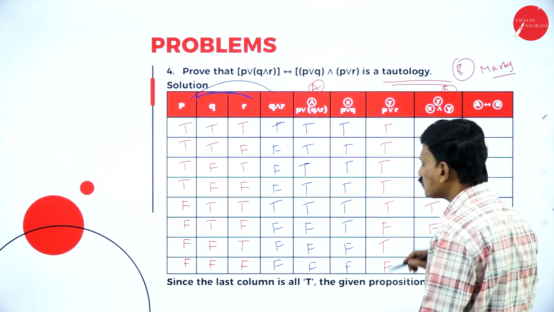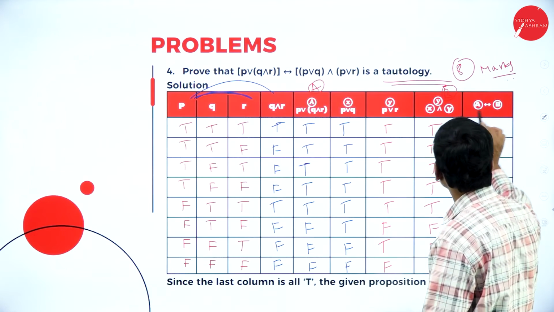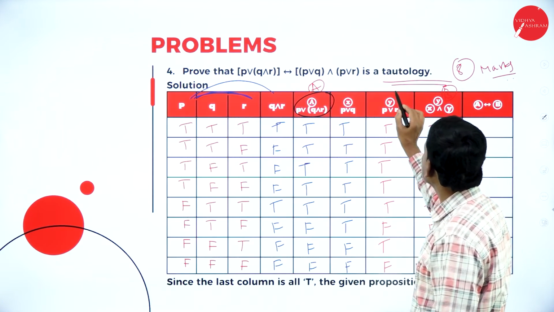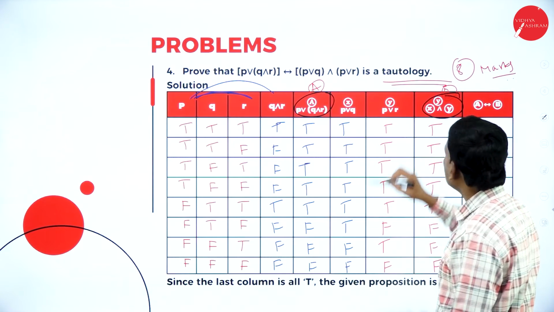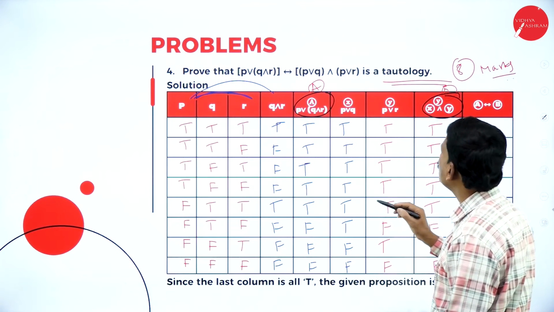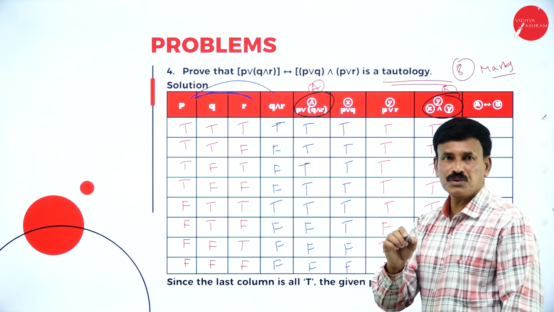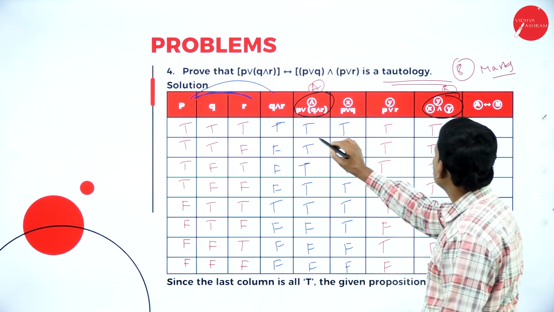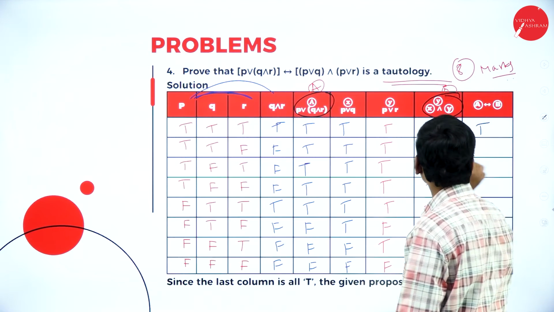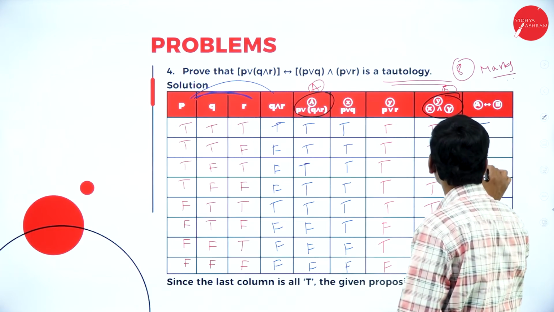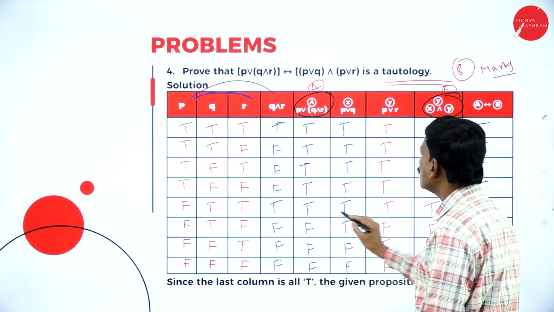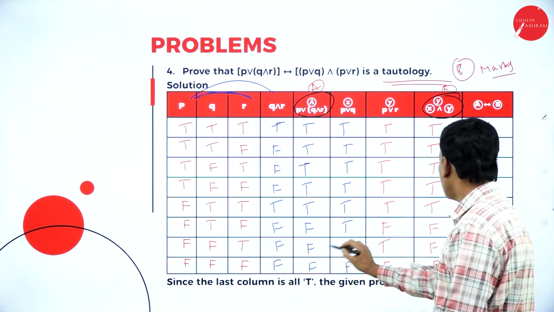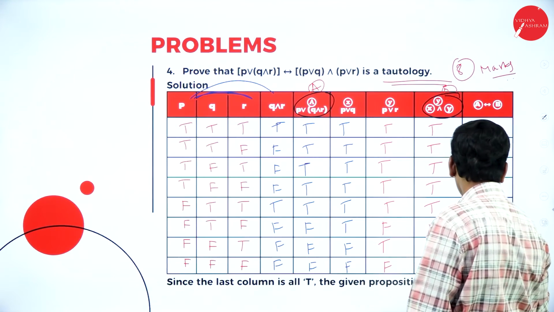That's it. Now the last one is the biconditional statement, the biconditional between A and B. For biconditional, true and true is true, false and false is true, and in all other cases it is false. So true and true is true, again true and true is true, true and true is true, true and true is true, again true and true is also true. False and false is true. False and false is true. False and false is true.